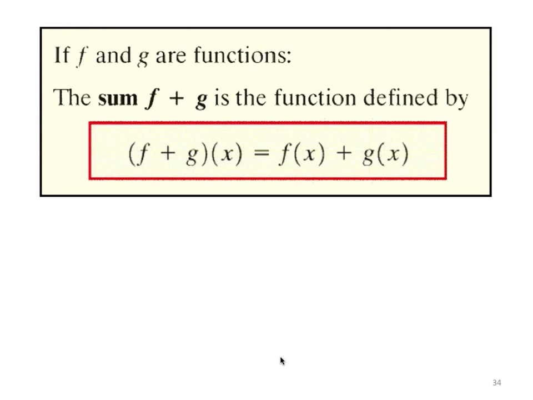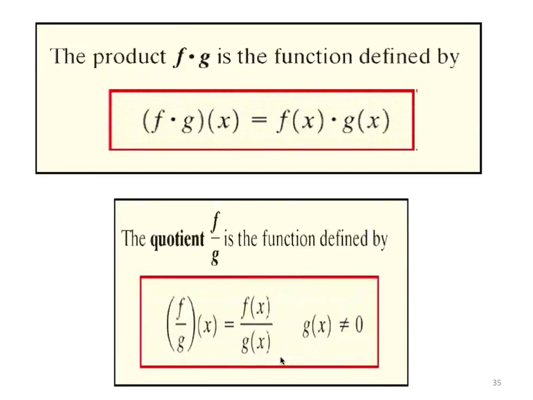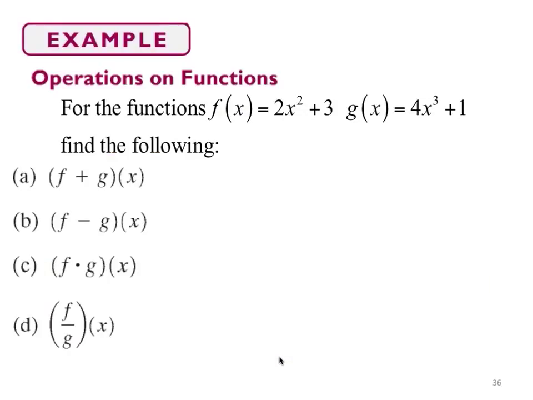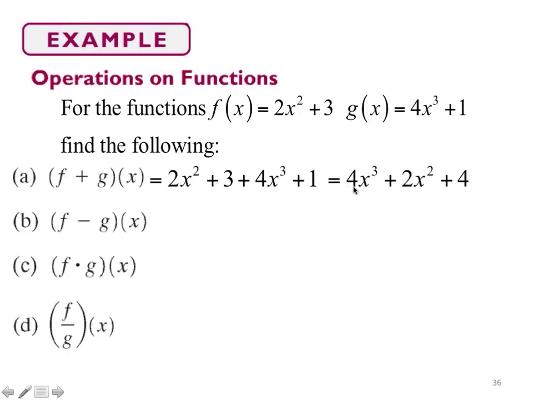Okay. Now I'm going to skip going through these equations because I think these are kind of logical and I want to go right to the examples. Okay, so if you have a function f of x equals 2x squared plus 3 and g of x equals 4x cubed plus 1, if you want to find f plus g of x, all you have to do is add the two equations together and then probably rewrite it in descending order.